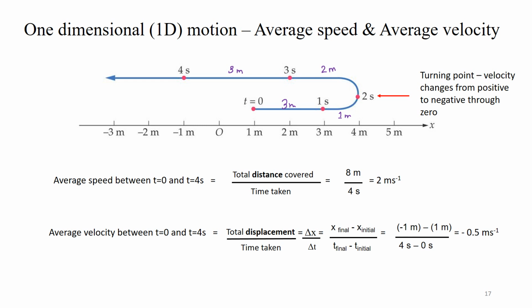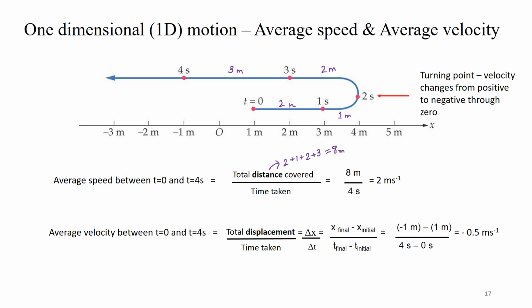So add them all up. We'll get 3 plus 1 plus 2 plus 3. Okay, got to correct this. This should be 2 meters, not 3. That changes our calculation. The first segment from 0 to 1 second should be 2 meters. I wrote down 3 initially. So we have 2 meters plus 1 plus 2 plus 3.